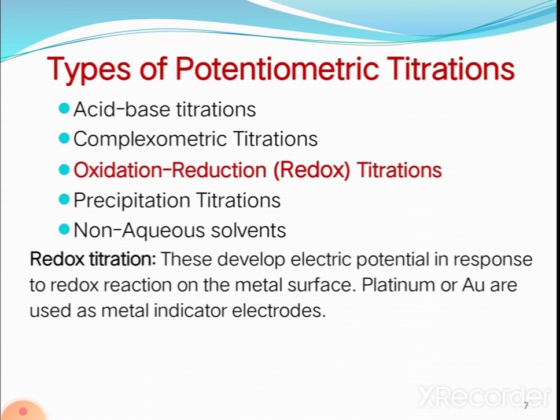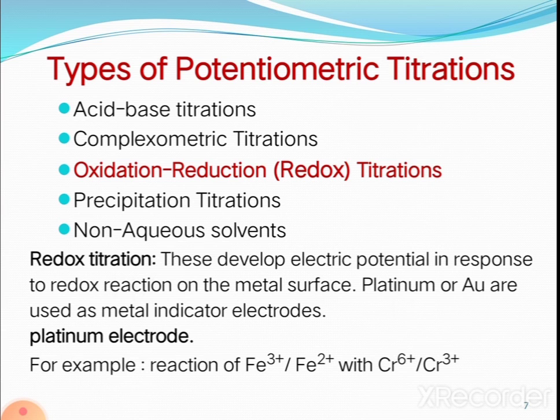Now what is meant by redox titration? These are the titrations which develop the electropotential in response to the redox reactions on the metal surface. And here you can use either platinum or gold as the indicator electrodes in the redox titration.